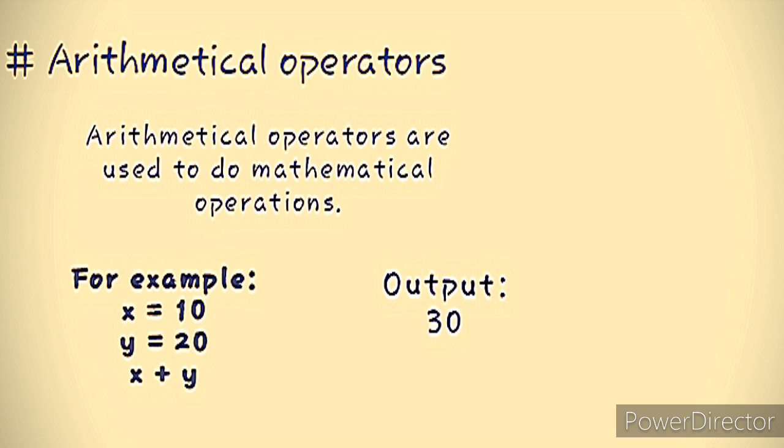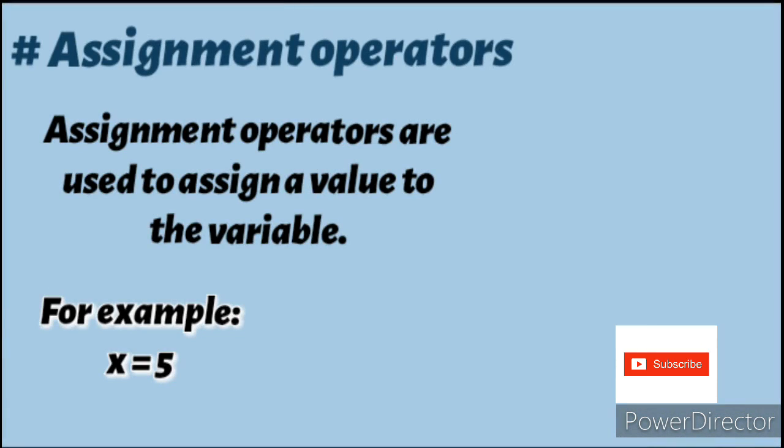Look, here we have an example for arithmetical operators. We have assigned a variable x and given it a value 10 and another variable y and given it a value 20. Now we are doing an operation x plus y. Now the output is 30. That means x is equal to 10, y is equal to 20, 10 plus 20 is equal to 30. That's it.